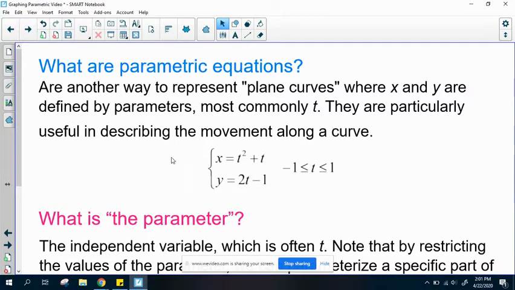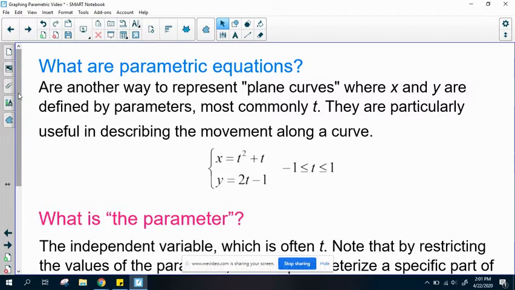Okay, so you'll see this equation here. I have an example for you. You have an x equals and a y equals with t as the independent variable. And notice you have restrictions. If there aren't restrictions on t, then we might ask you to find the restriction, or it could be from negative infinity to infinity.